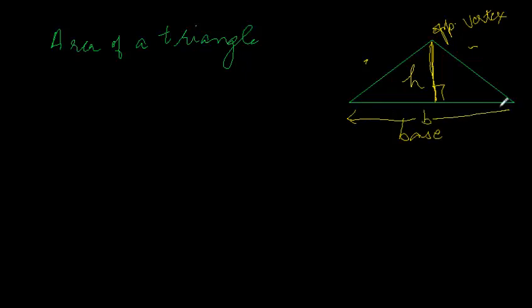And if I denote the base with b, we get the area of a triangle is equal to a half b times h. Now you can recognize that b times h is the area of a parallelogram. So let's see how we get that.